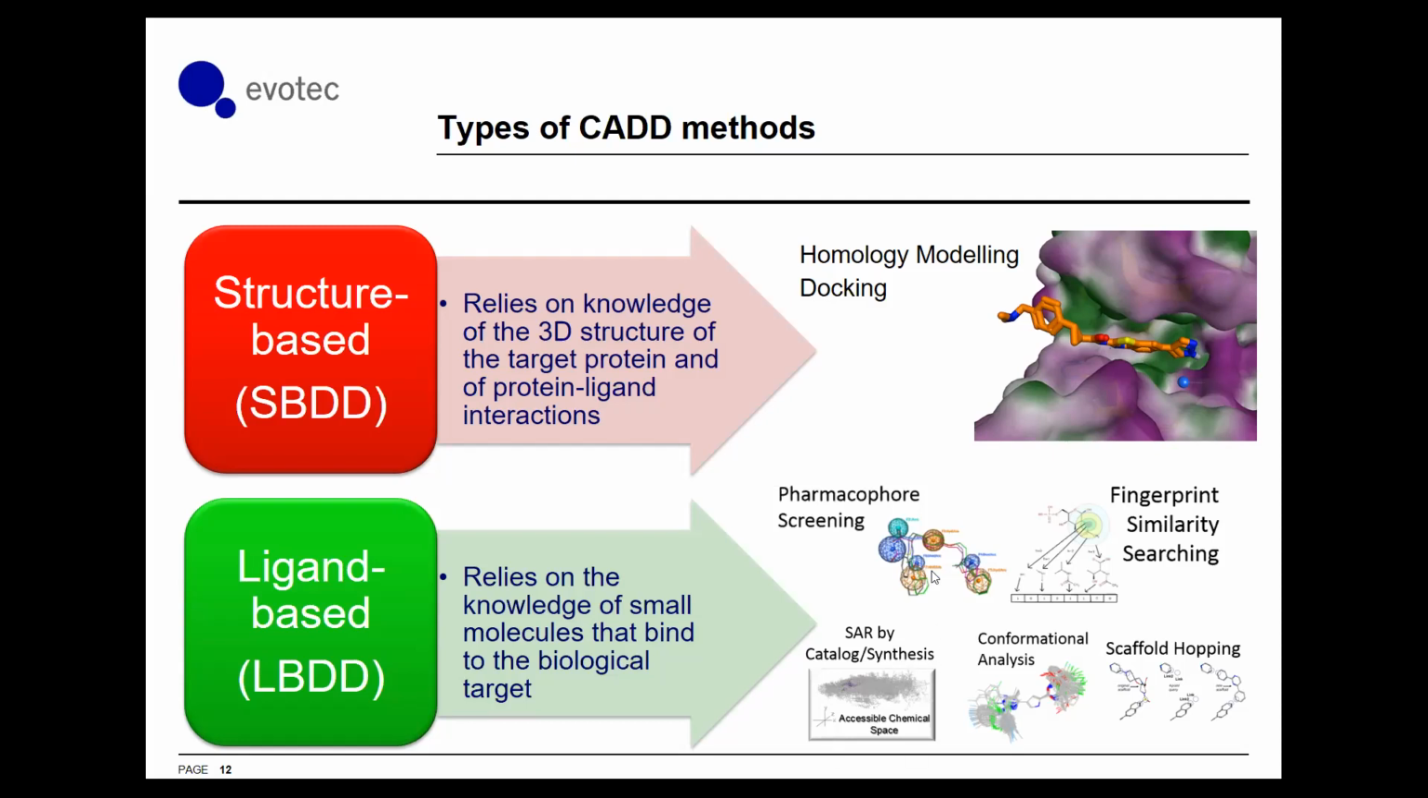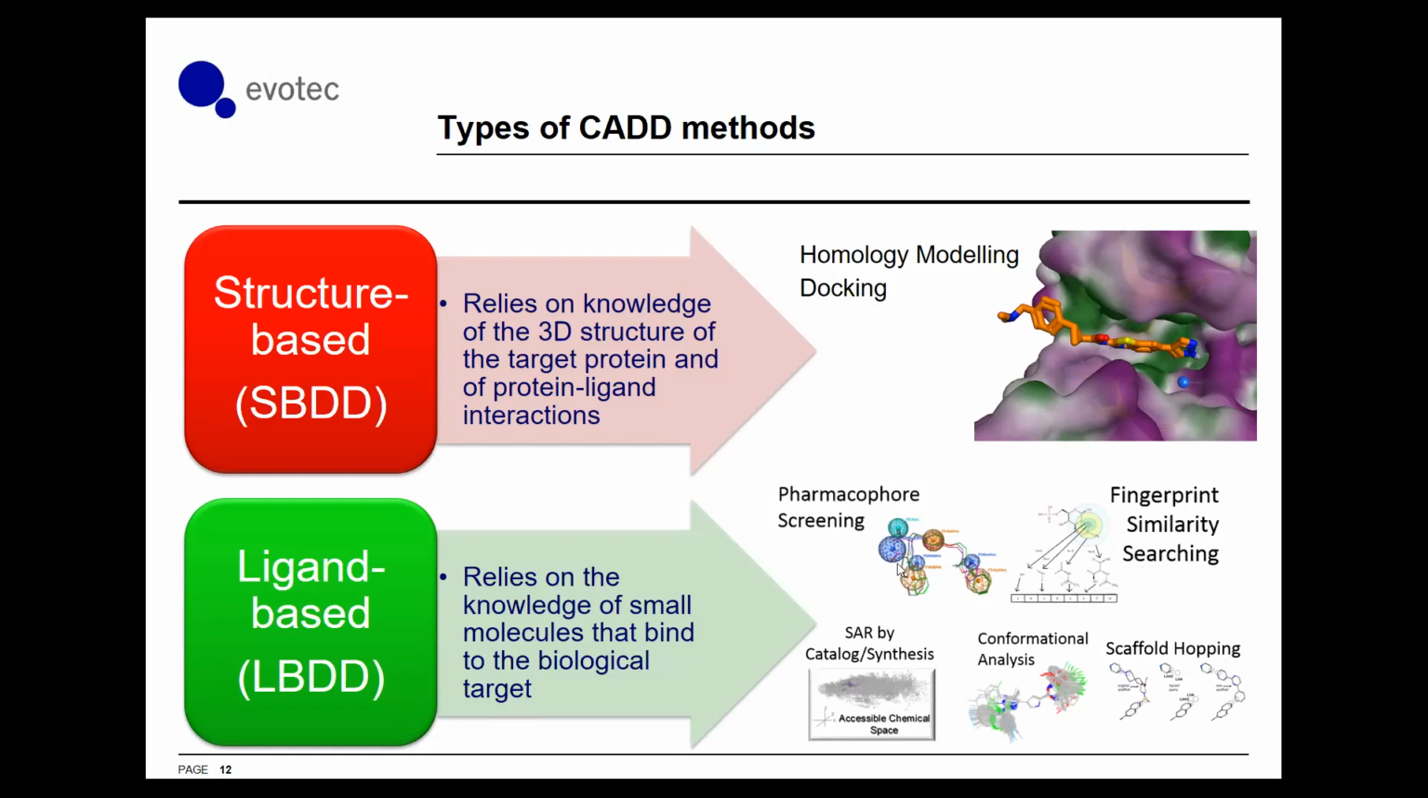One of the things you can do is just overlay them one on top of the other and compare what one has and what the other doesn't have. This is called pharmacophore screening. We also have what are called fingerprint similarity searches, different searches. So you can find molecules that have different structures but the same properties, okay?